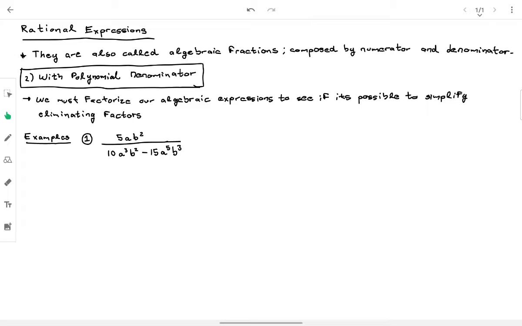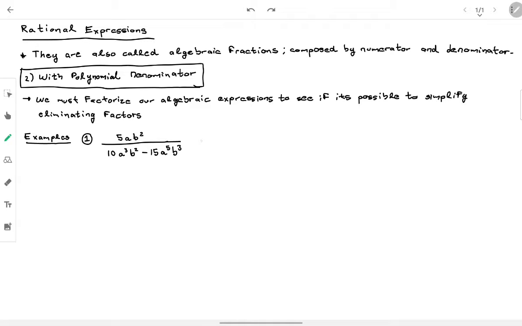Why do we need to factorize our polynomials? Because remember, we cannot eliminate this 5 with this 10 because we have an addition and subtraction on the bottom. In order to eliminate terms, they must be factors, something between parentheses or something that multiplies other stuff. So let's see how to do this kind of exercise. We must factorize them and eliminate the factors we can. Let's see the first example.